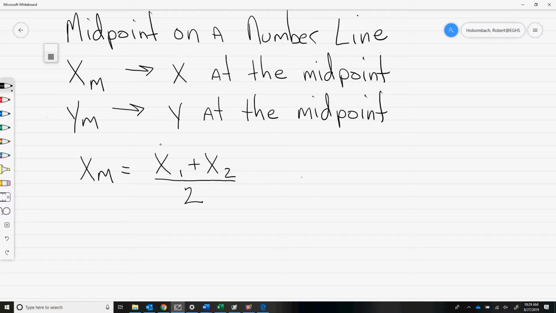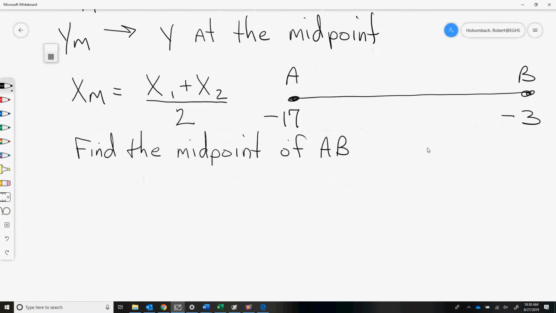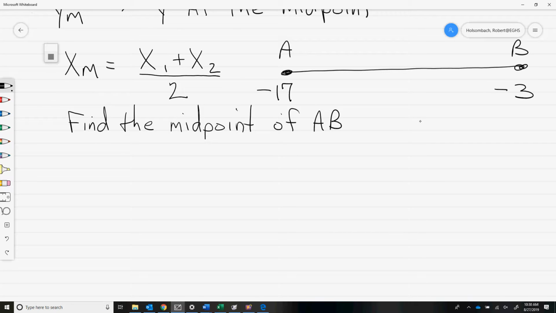So if you had this segment AB, you're told that A is at negative 17 and B is at negative 3, and you are asked to find the midpoint of AB. So when you're going to find the midpoint of AB, you're going to take the values of the two endpoints, add them together, and you're going to divide by 2.